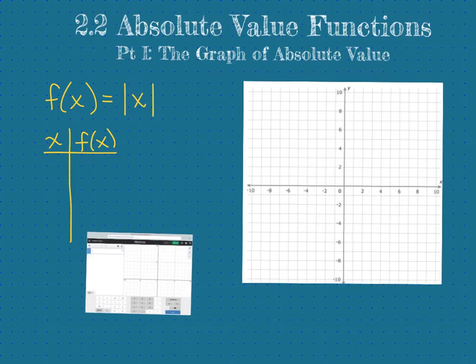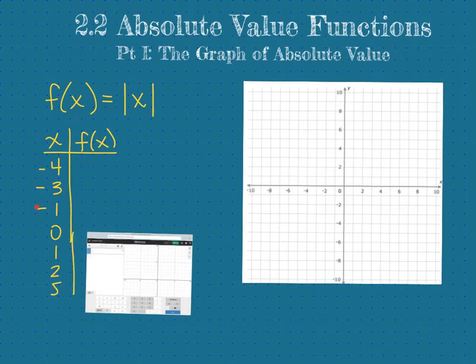Next, let's graph absolute value and see what it looks like. So I made a quick XY chart here. We'll first do it by hand, and then we'll take a look at Desmos, and then explore what it looks like as a piecewise function. So let's do this in yellow. I'll plug in a couple values here, just a couple numbers, just randomly.